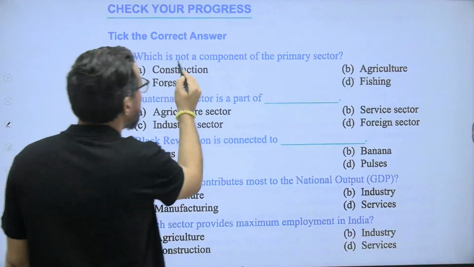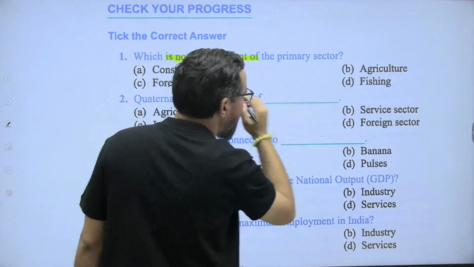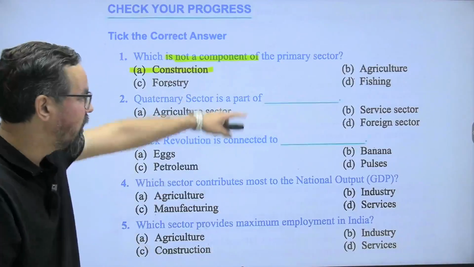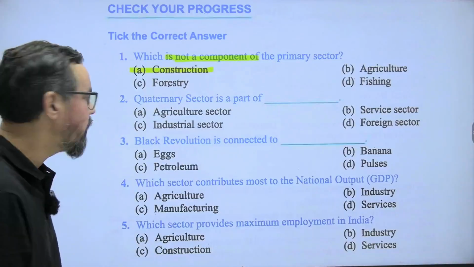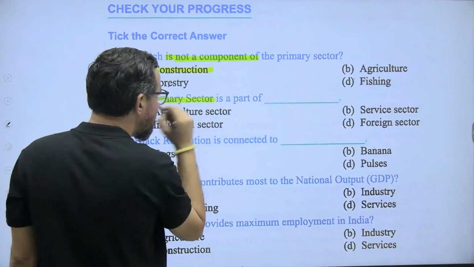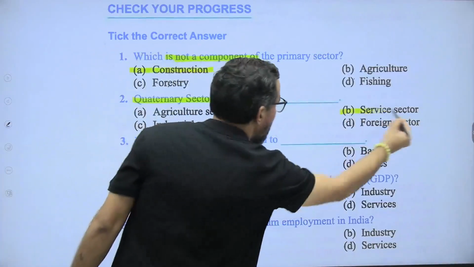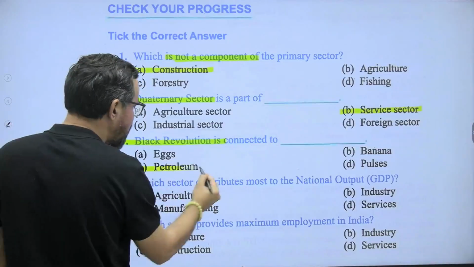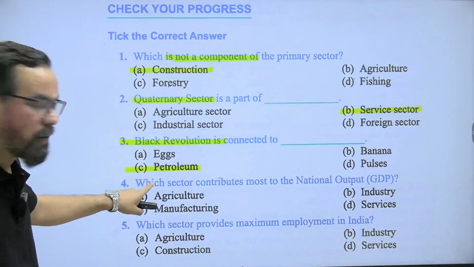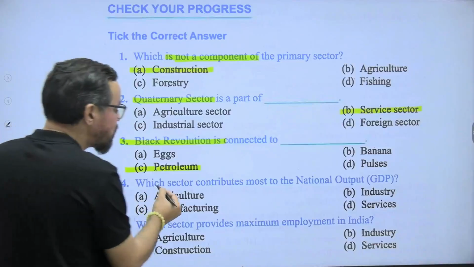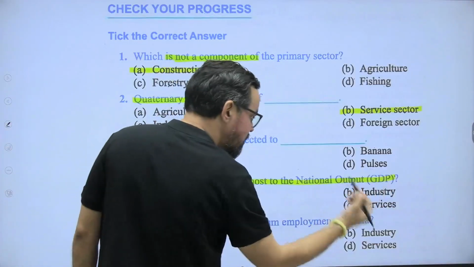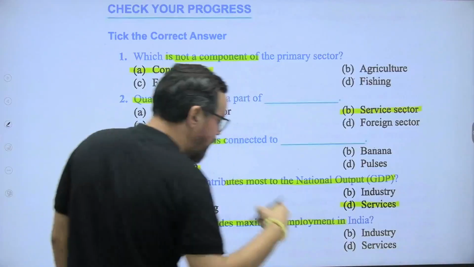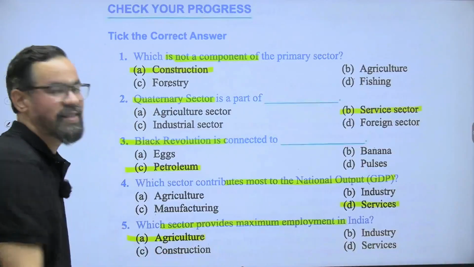So which of the following is not a component of the primary sector? Construction is not part of your primary sector. The remaining, agriculture, fishing and forestry, are part of the primary sector. Quaternary sector is a part of the service sector. Quaternary and quinary both are part of the service sector. Black Revolution was something related to your petroleum. Which sector contributes most to national GDP? Service sector. Which sector provides maximum employment in India? Agriculture. Okay, these are very basic questions.